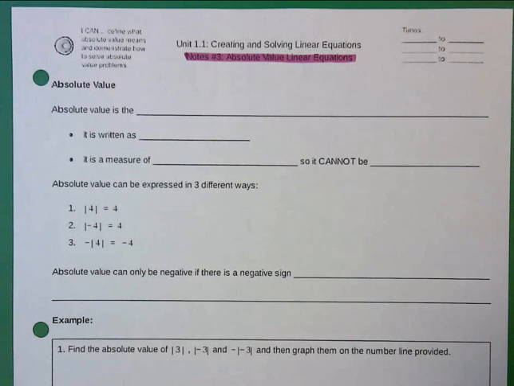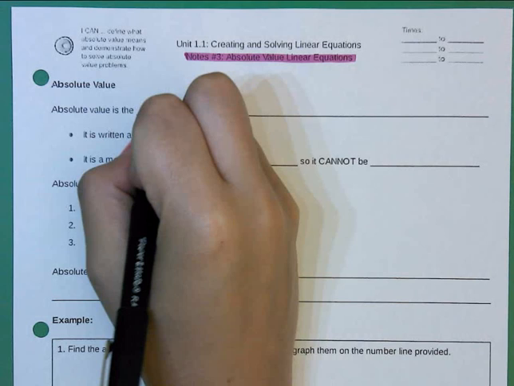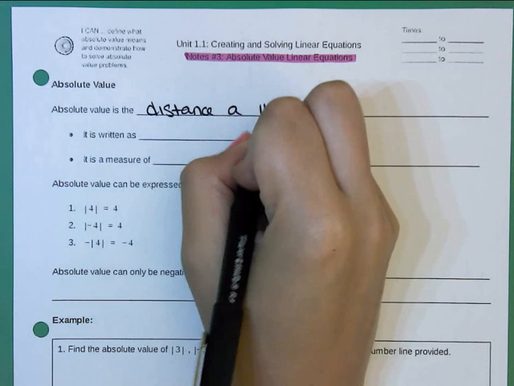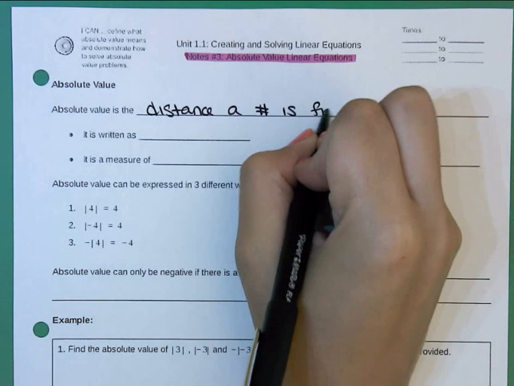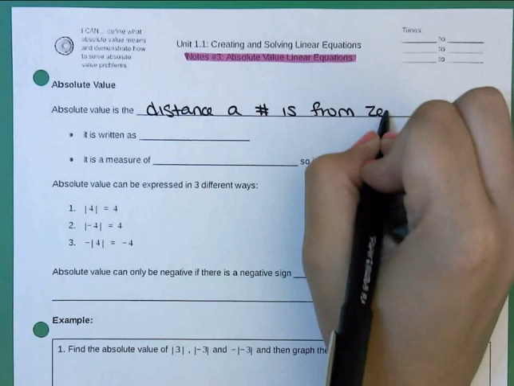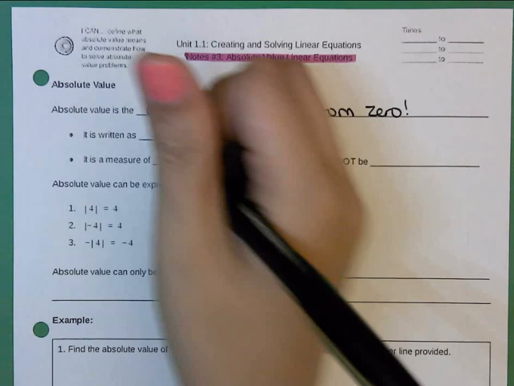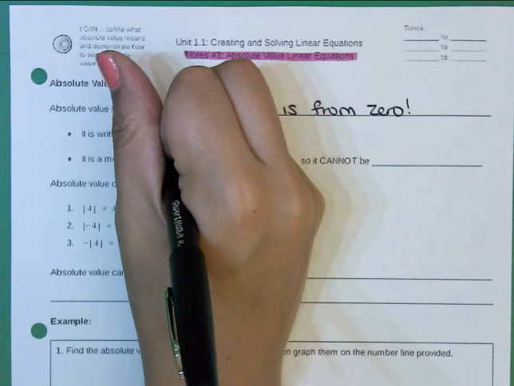So today we're going to talk about absolute values. Absolute value is the distance a number is from 0. And we represent absolute value in straight up-and-down bars, and we call those the absolute value brackets.